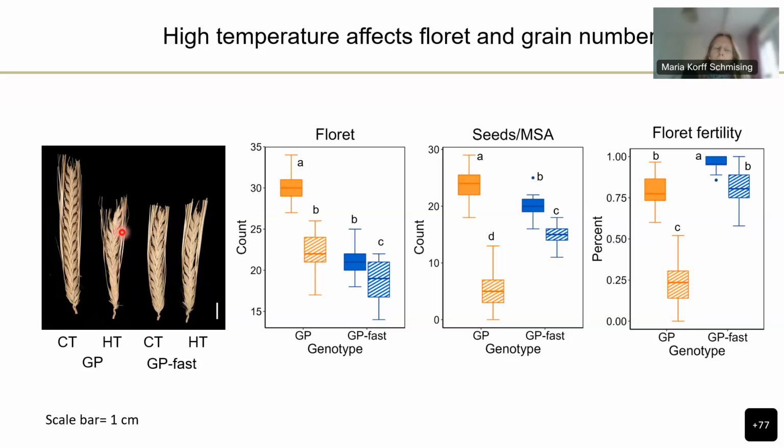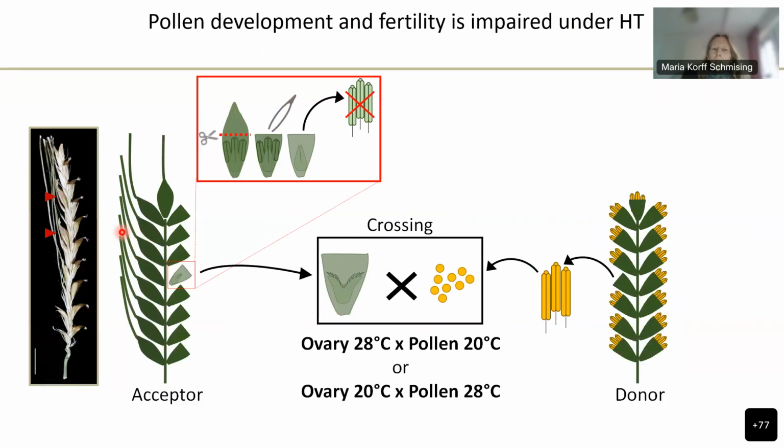And then we were wondering, why do the florets not form a grain under high ambient temperature conditions? And to test this, we did cross-pollination experiments where we either grew the ovary at 28 degrees and used pollen from 20 degrees to pollinate, or we grew the ovary at 20 degrees and used pollen from 28 degree grown plants to pollinate. And this is what you see here. You see a spike that was grown under 20 degrees, and then we pollinated here on this side with pollen from 20 degrees, and on the left-hand side with pollen from 28 degrees.